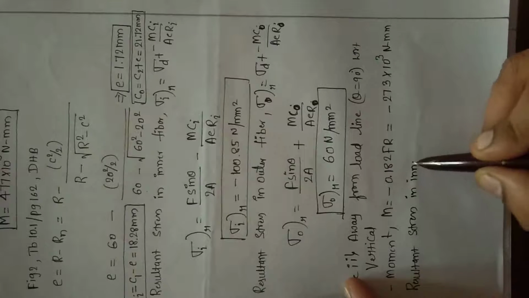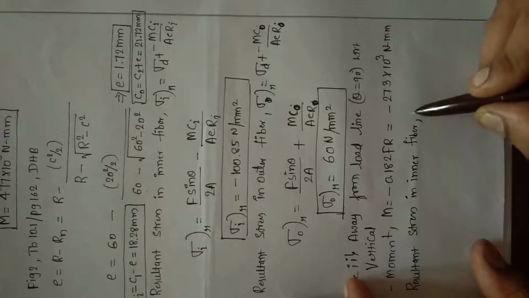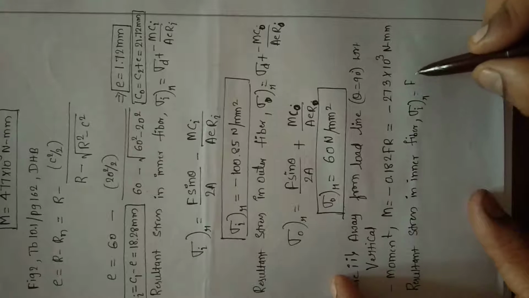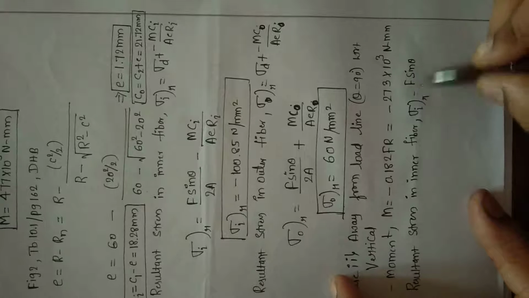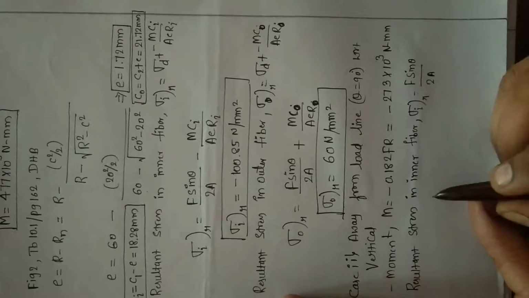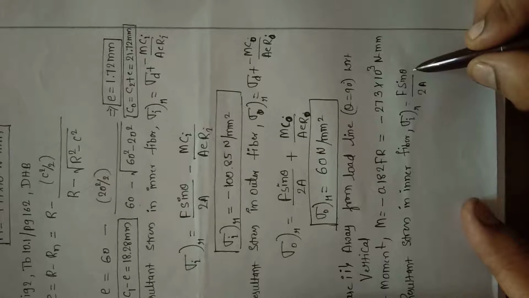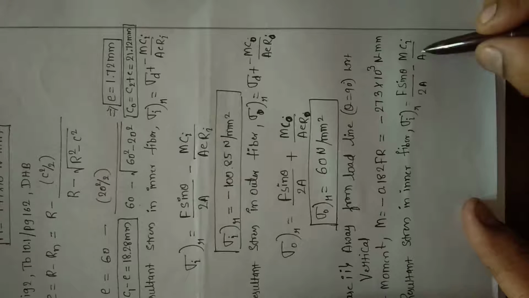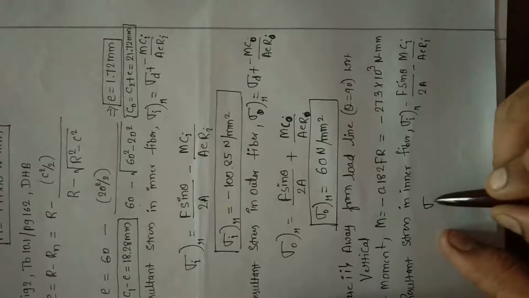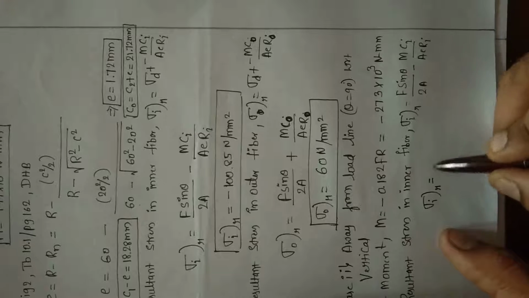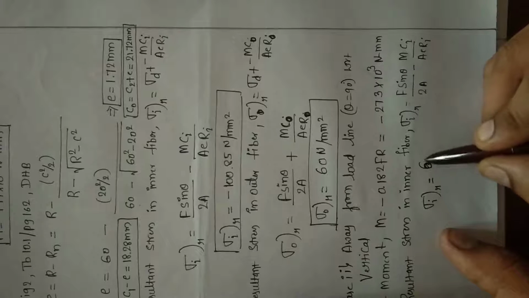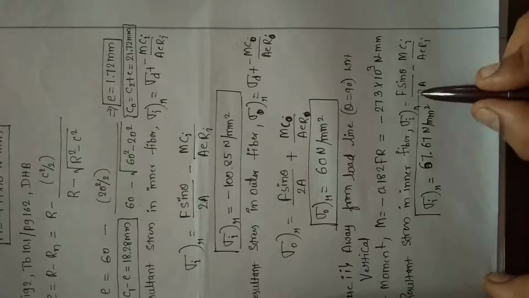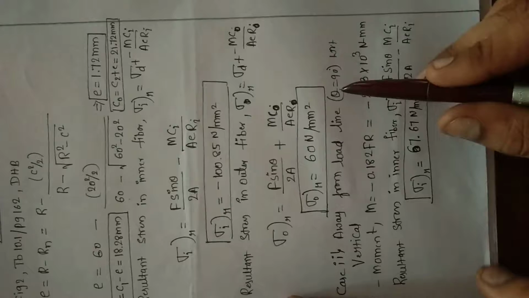The resultant stresses in the inner fiber, sigma IR. I'll write directly F sin theta by 2A. This is the inner fiber, so I'll take it as negative, minus M Ci by A e Ri. So what will be sigma IR? Sigma IR will be 67.67 Newton per mm squared. This is when theta is equal to 90 degrees.